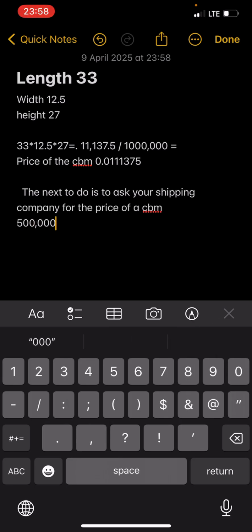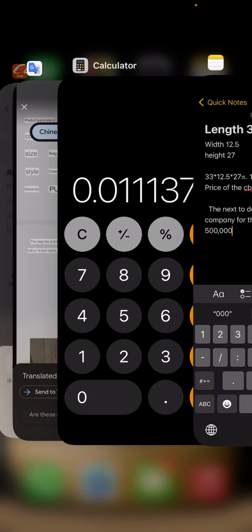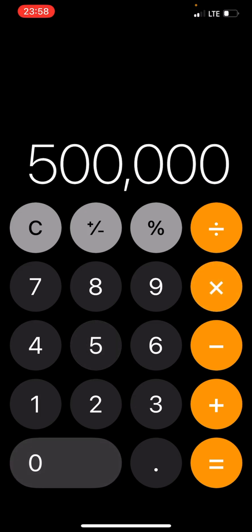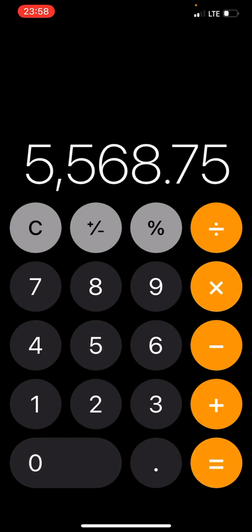500,000 naira. Can you see? This is the price of my own CBN. I use main service if you don't know. So this is the price of my CBN. So what do you do? Multiply by the price of your CBN, which is 500,000 naira. Can you see? This is how much you are going to be paying for that bag.